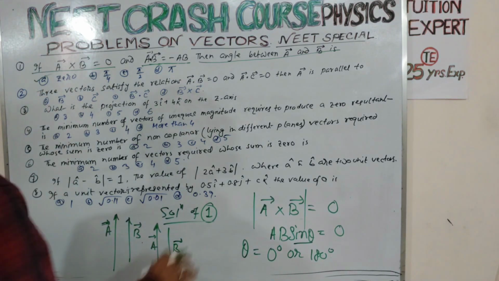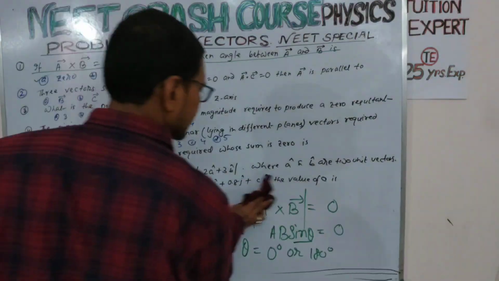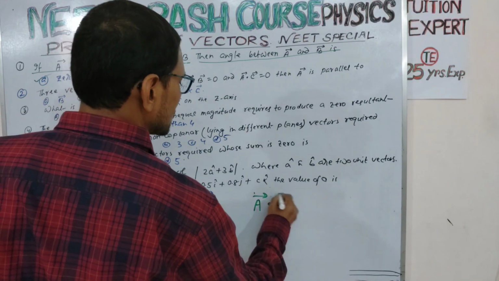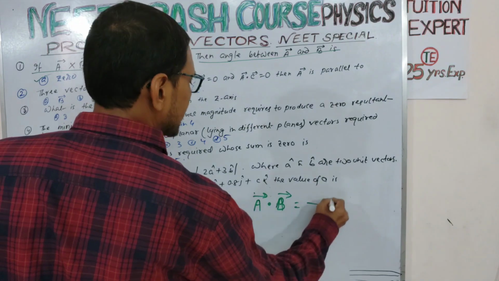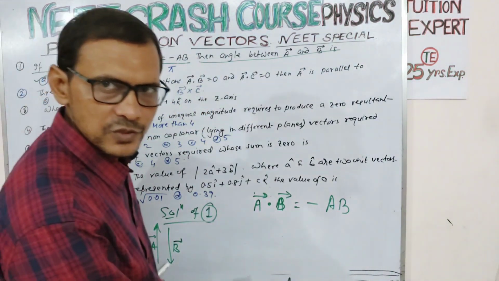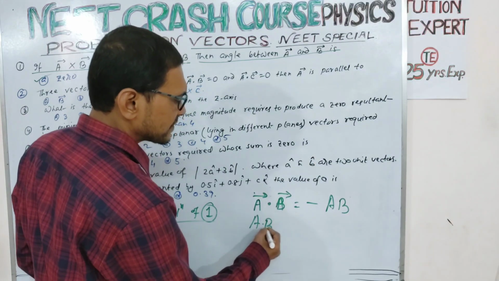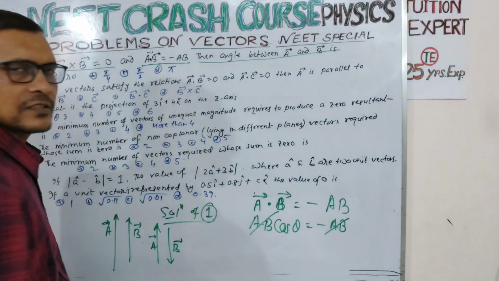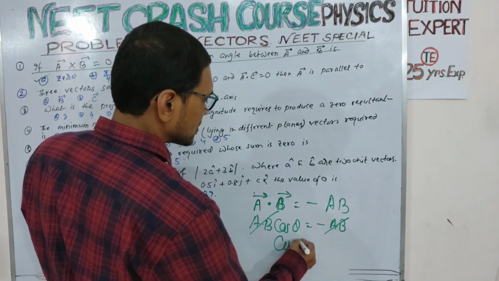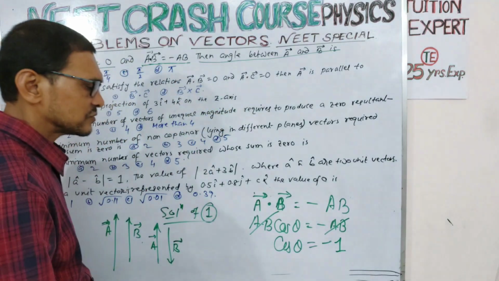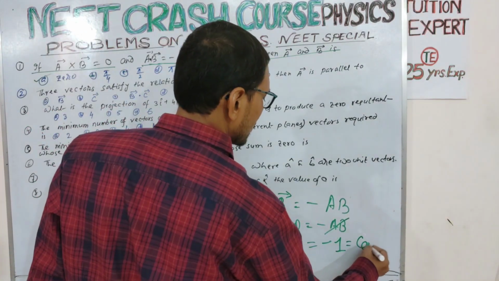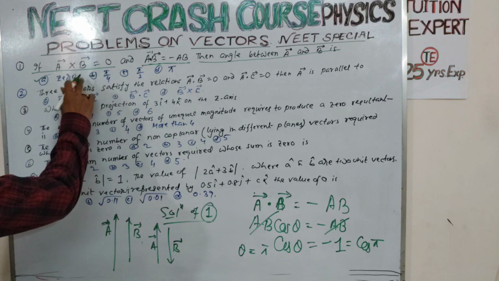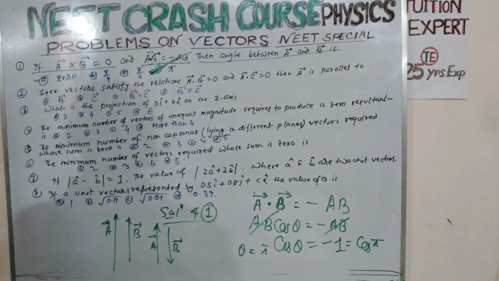Now for this, another condition is given: a dot b equals minus ab. So a dot b means ab cos theta equals minus ab. Now ab cancels, so cos theta equals minus 1, that is cos pi for 180, that is theta equals pi. So the angle between a and b should be pi. This is the answer.